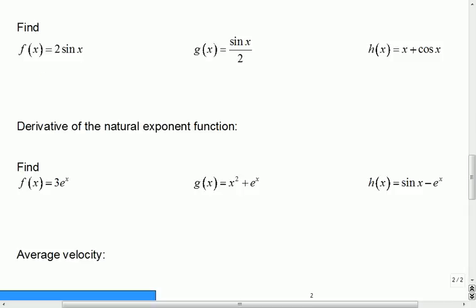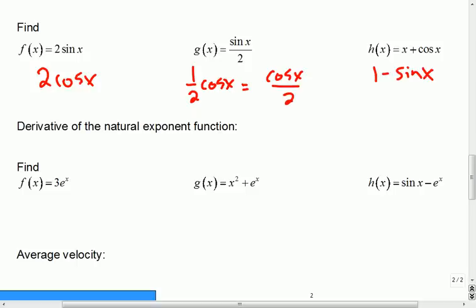For the first one, you should get 2 cosine x. For the second one, you could write this either as 1/2 cosine x, or it would be fine to call it cos x over 2. Those are the same thing. For the last one, 1 minus sine x. Okay? And now, it is time for your favorite derivative.